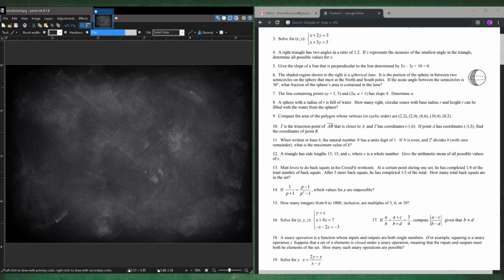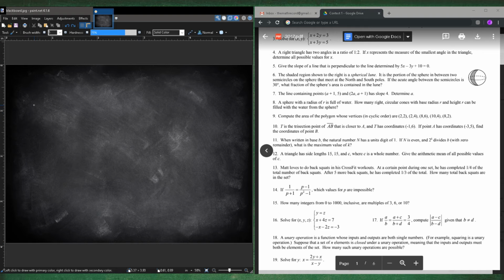Okay. Question 9. Compute the area of a polygon whose vertices in cyclic order are 2, 2, 2, 4, 8, 6, 10, 4, and 8, 2. Okay, the first thing you want to do is make a picture. So you have 2, 2, 2, 4, 8, 6, 10, 4, and then 8, 2. So something like this, right?